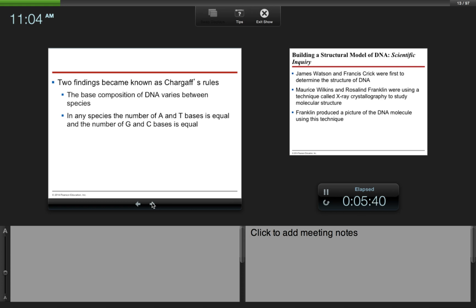Two findings became known as Chargaff's rules. The base composition of DNA varies between species, and in any species, the number of A and T bases is equal, because adenines always bind to thymines, and the number of G's and C's are equal, because guanine always binds to cytosine.